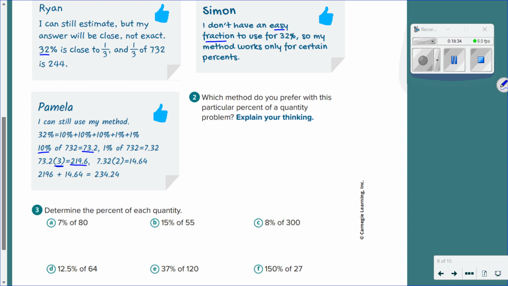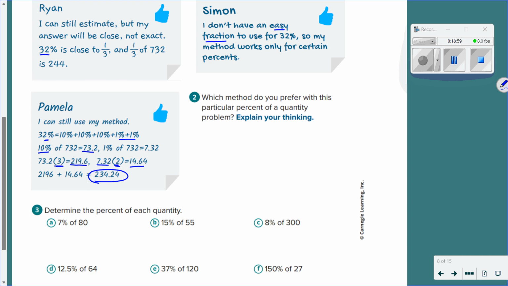Then I need 2 1% to get the 2% out of the 32. 1%, I just move my decimal twice, so that's 7.3200. I multiply by 2 to get this number, and then I just put the 2 together. So it is a little more work overall, but the math itself is actually easier in a lot of ways.